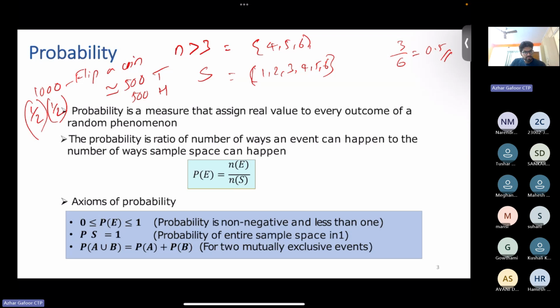So the probability is the ratio of the number of ways an event can happen to the number of ways the sample space can happen. In these examples that we have seen, we can actually count the number, right? So let's say the number of samples in the event is 4, 5, 6. We can count it, whereas in this case the total sample space is also countable.